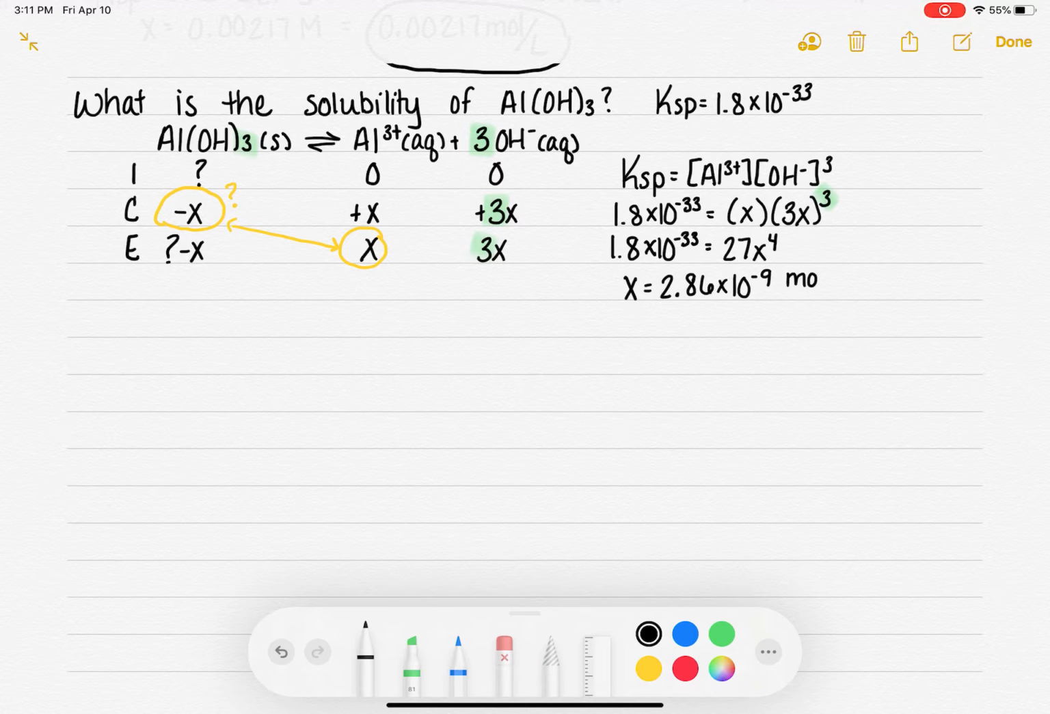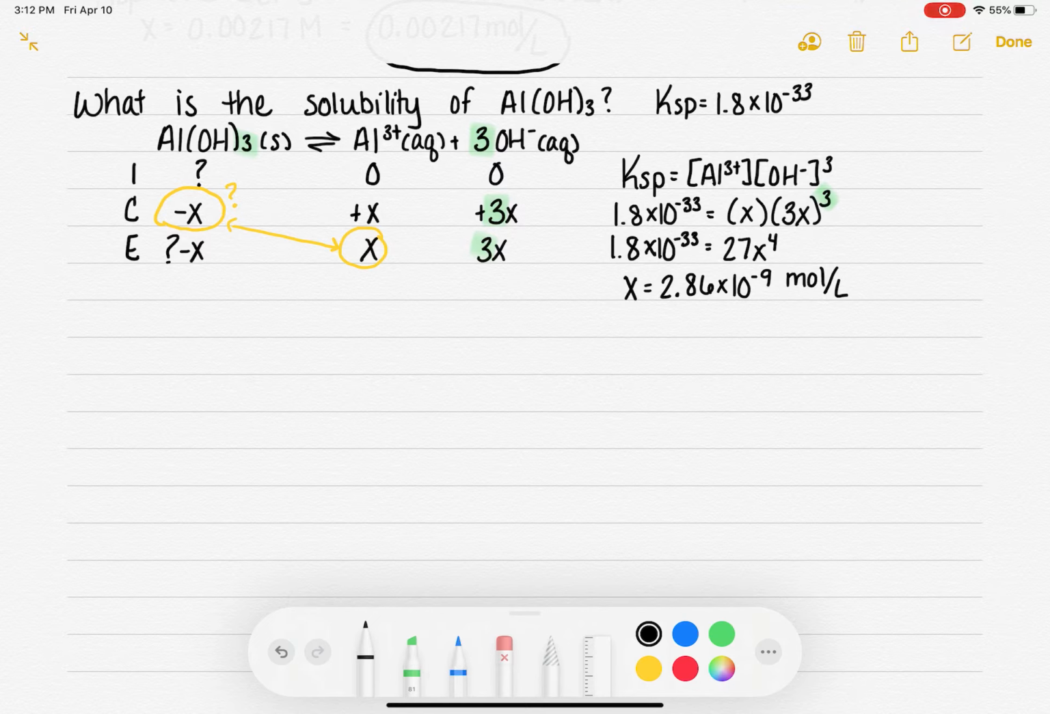Remember, the units of our ice table are moles per liter. I'm going to double check my math there. 1.8 times 10 to the minus 33 divided by 27, to the cube root. I got a slightly different number on my calculator, but the magnitude is the same. It rounds to 2.9 times 10 to the minus 9. So we'll go with this.